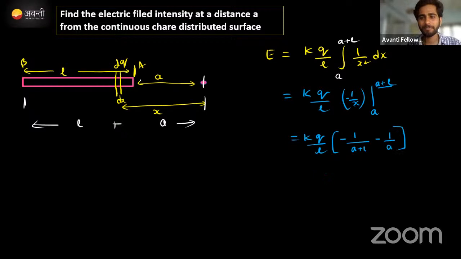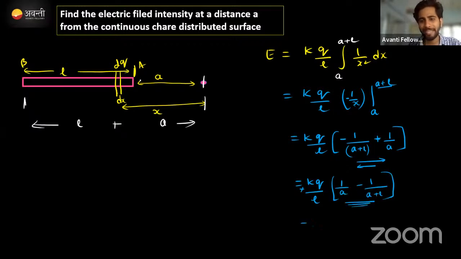Clear, right? Good. Yes, good. Then next thing, kq divided by l into here, if I am going to multiply the equation with the negative sign, what will happen? This is minus into minus, it will become plus here, sorry, this is a mistake. Okay, plus. Interchanging these two, I write 1 by a minus 1 by a plus l, correct? Then take the LCM of these two. Taking the LCM, kq by l into LCM will be a into a plus l.